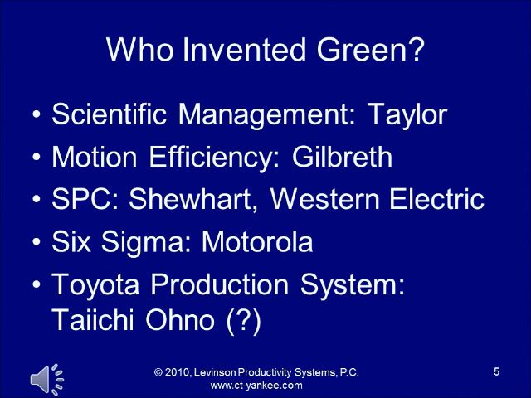Now, we can tie many other concepts to specific inventors and developers. Everybody knows that Frederick Winslow Taylor is the father of what we call scientific management. Frank Gilbreth is connected to motion efficiency. Statistical process control is from Walter Shewhart at the Western Electric Company. Six Sigma is associated with Motorola and also General Electric. Toyota Production System is associated with Taiichi Ohno, although he didn't actually invent it; he adopted it from its actual inventor. But we don't see anyone here for green manufacturing, so the question is, who invented green manufacturing?